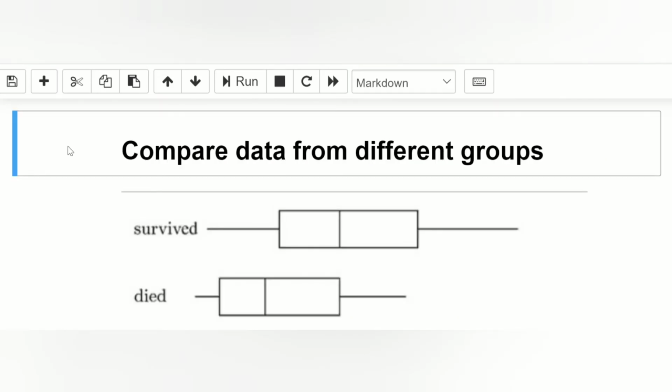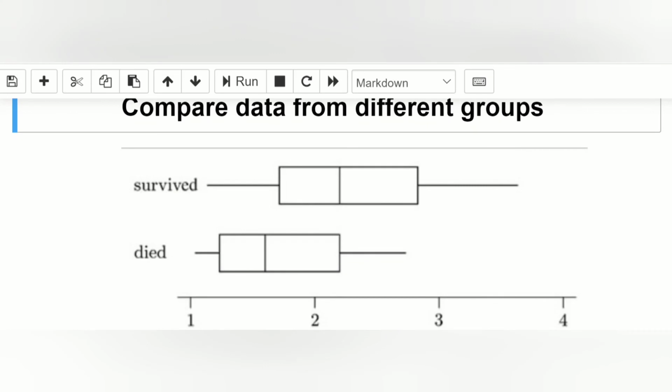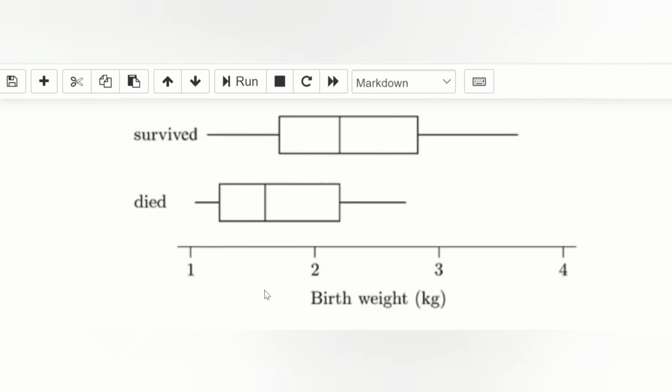So let's see how to compare data from different groups using a box plot. In this example, I've taken data from two groups consisting of the survived and the died infants, and it is represented in terms of their birth weights. Now, whenever you are comparing different box plots, make sure you compare their medians, you compare their interquartile ranges, and you check for potential outliers as well.